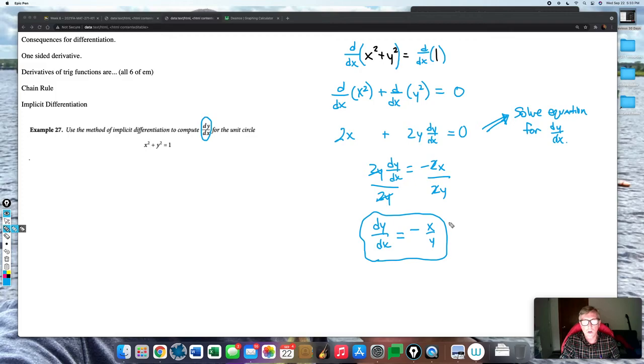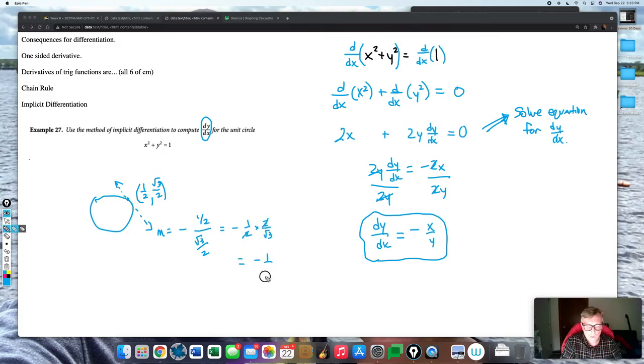And then, if you wanted to find the slope at, let's say you have your unit circle and you remember some of the points on the unit circle, like 1/2 and square root 3 over 2. So if I wanted to find the slope of this line, I put that number in for x and that number in for y, right? So the slope would be negative x over y, and that is negative 1/2 times the reciprocal of the denominator, right? And it's just negative 1 over square root 3, right? And by the way, it's fine to leave a square root in the bottom of a fraction. I don't care.